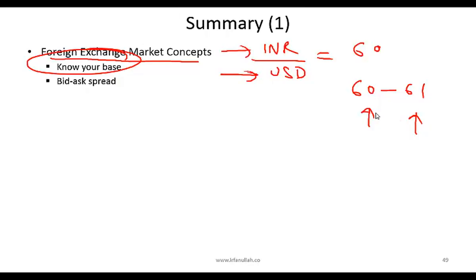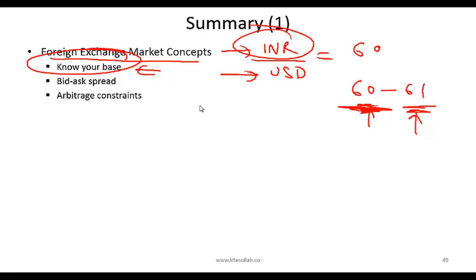Now, notice I said the price at which the dealer will sell or the price at which the dealer will buy. I did not mention which currency. The assumption is that it is always the base currency that we are talking about. So 60 means that the dealer is willing to buy the base currency for 60 and willing to sell the base currency for 61. Also recognize that buying the base currency is exactly the same as selling the other currency, which is the price currency. But these numbers are related to the base. That's why you need to know your base.